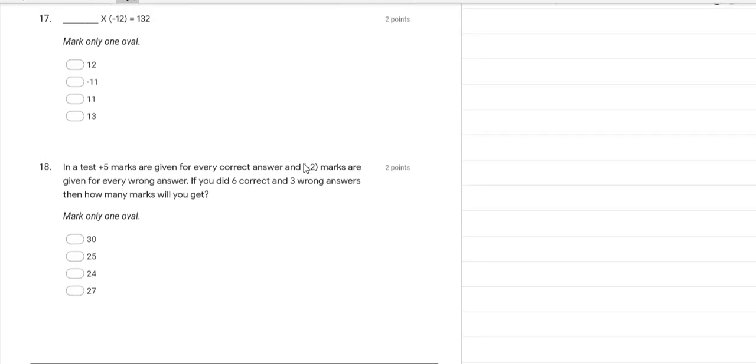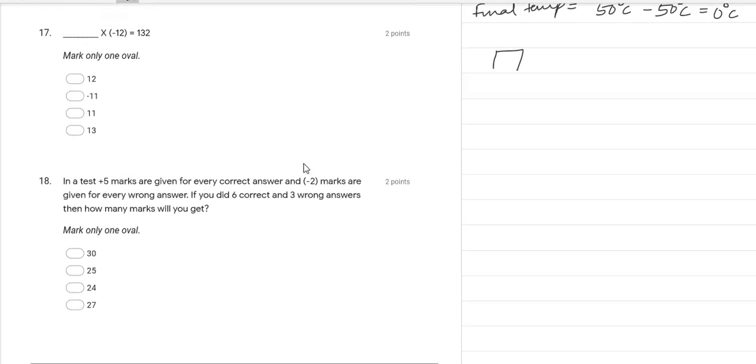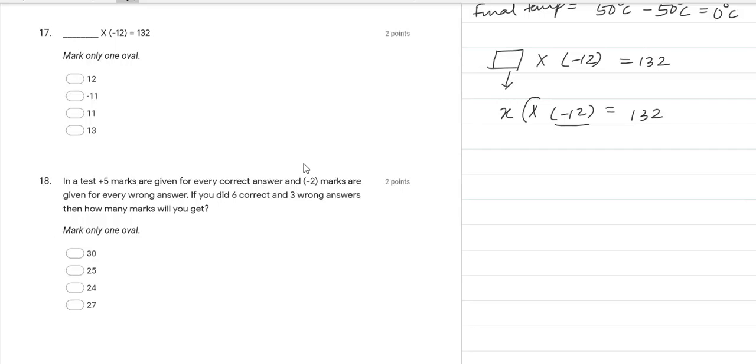Now question number 17. We have a blank, a box, multiplied with minus 12 is equal to 132. We can take this blank as x, the unknown number. So x multiplied with minus 12 is equal to 132. Now to find this unknown number, we have to make it alone in this equation. To make it alone, we have to take this minus 12 to the right hand side. To do that, we have to see what this minus 12 is doing on this side. We can observe it is getting multiplied with x.